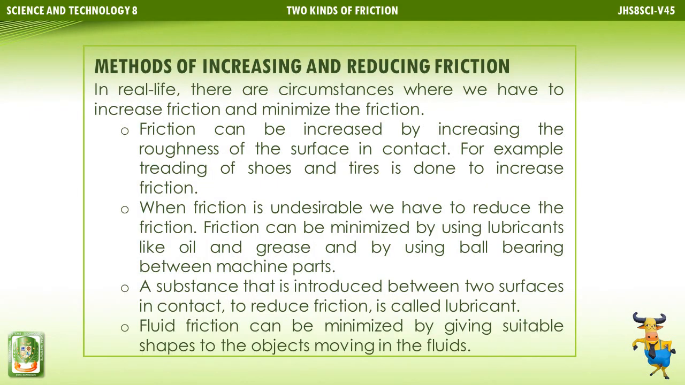Methods of increasing and reducing friction. In real life, there are circumstances where we have to increase friction and minimize the friction. Friction can be increased by increasing the roughness of the surface in contact. For example, treading of shoes and tires is done to increase friction. When friction is undesirable, we have to reduce the friction. Friction can be minimized by using lubricants like oil and grease, and by using ball bearings between machine parts. A substance that is introduced between two surfaces in contact, to reduce friction, is called lubricant. Fluid friction can be minimized by giving suitable shapes to the objects moving in the fluids.